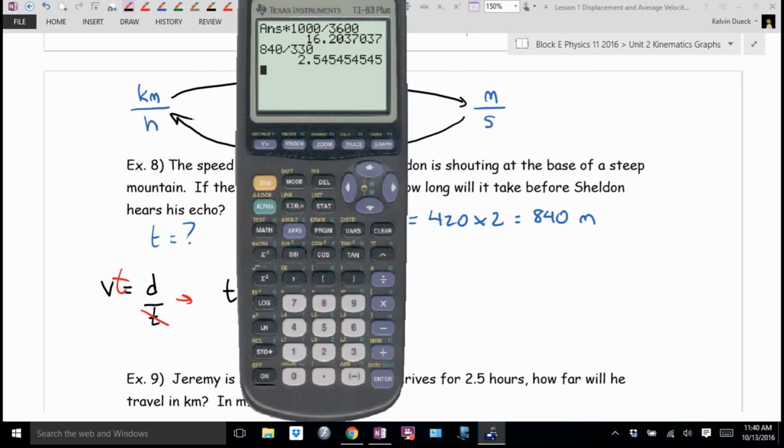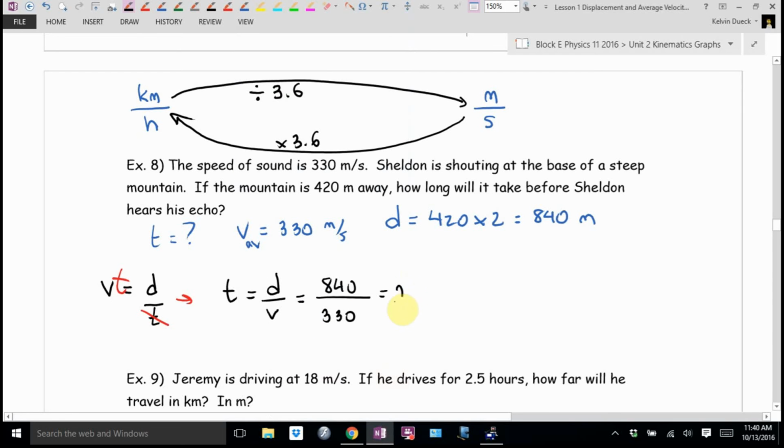And I get 2.5454545454. Okay. I'll write this 2.54 repeating. Mike, how many sig figs is 330? How many sig figs is 420? Technically, I should go to 2 sig figs. Okay, so I'll write 2.5 units time. Units for time. Seconds, right? Okay.